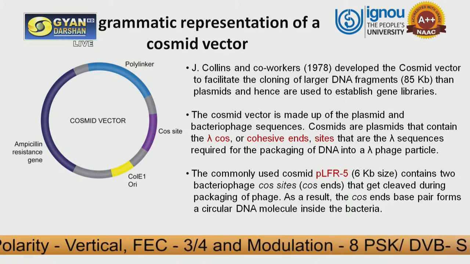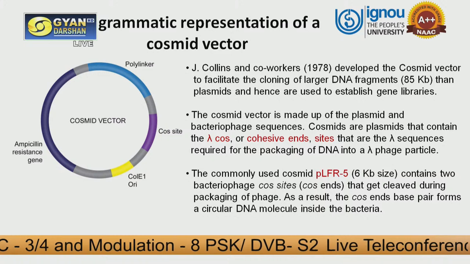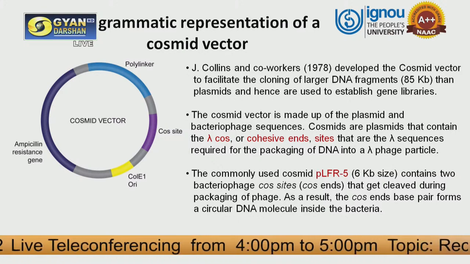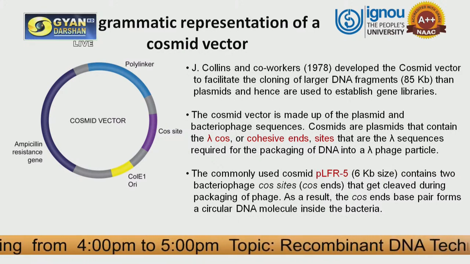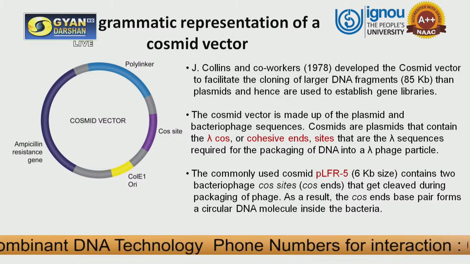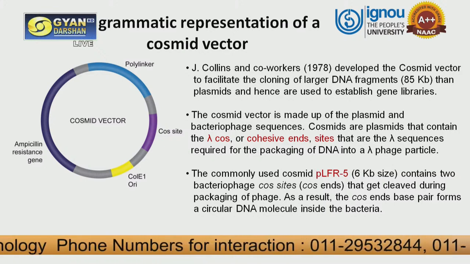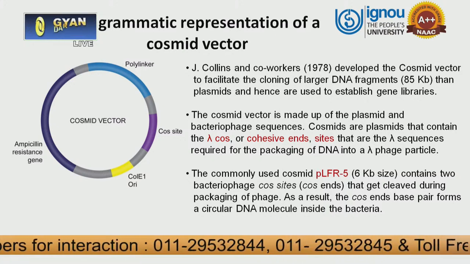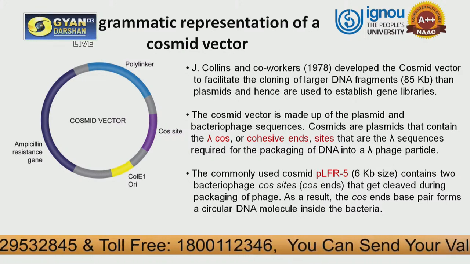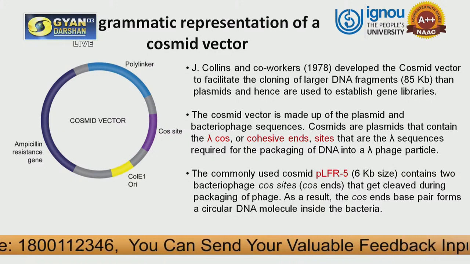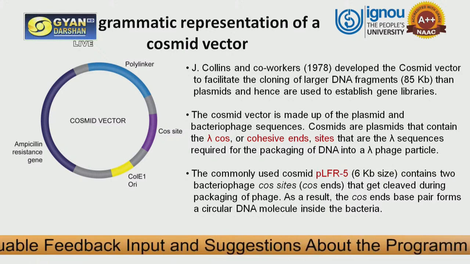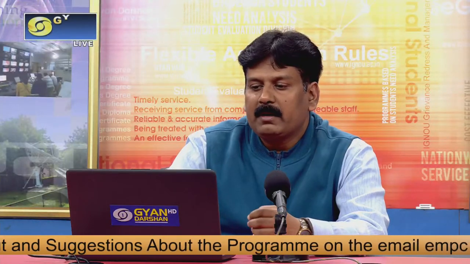Since bigger fragments have to be cloned, different vectors were designed, and in the series, this cosmid vector was also developed. The cosmid vector is made up of plasmid and bacteriophage sequences. Cosmids are plasmids that contain the lambda cos, or cohesive end sites, which are the lambda sequences required for the packaging of DNA into the lambda phage particles. So for packaging of this type of DNA, there is a need for these cohesive ends, called the lambda cos site.